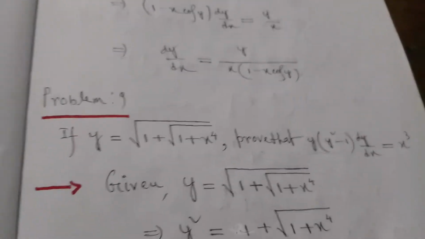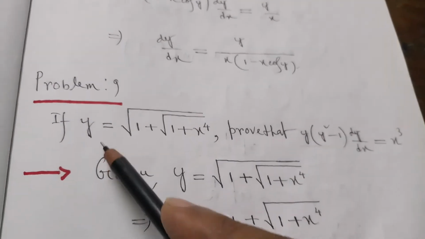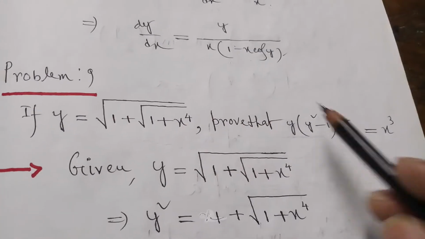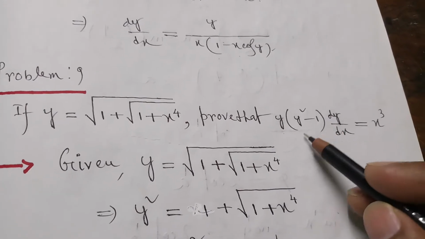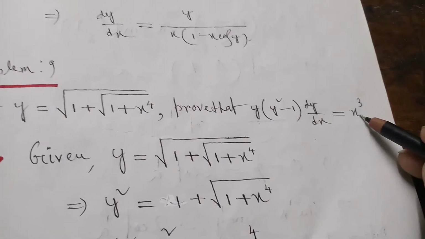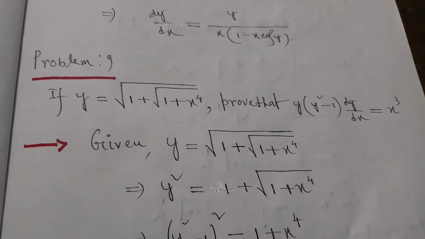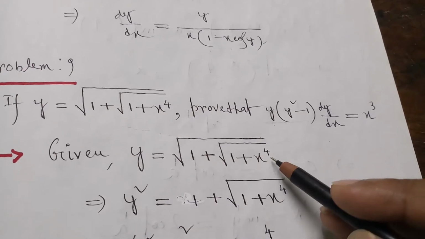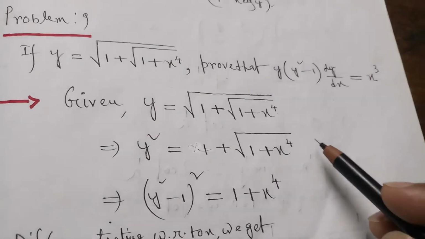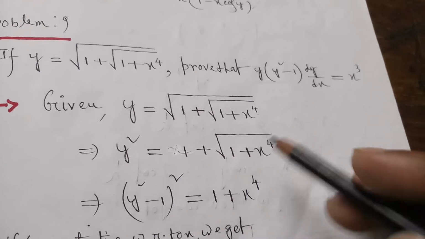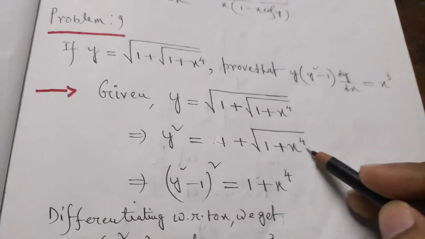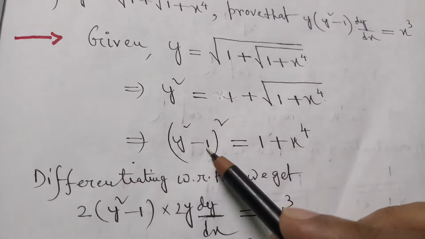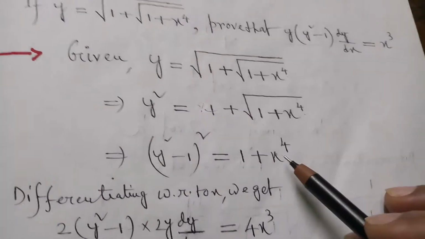Now problem number 9. If y equals root under (1 plus x to the power 4), then prove that y into (y² minus 1) dy/dx is equal to x³. How to solve it? Given y equals root under (1 plus x to the power 4). Now squaring both sides, we get y² equals 1 plus root under (1 plus x to the power 4). Clear? Now this one is there, and squaring both sides, so (y² minus 1) whole squared should be only 1 plus x to the power 4.